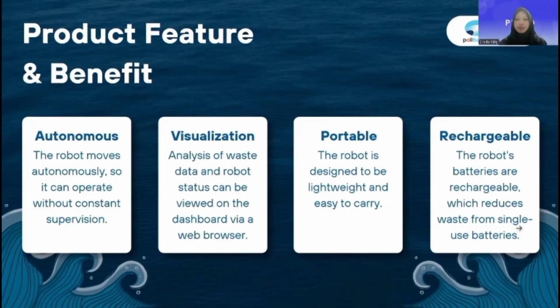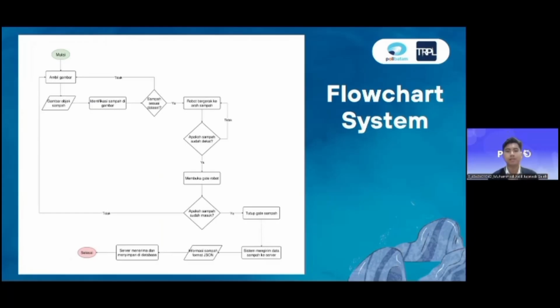Next slide, flowchart system. This flowchart shows how our robot system works. First, the robot captures an image using the camera. The image is then processed to identify whether the detected object matches the trash dataset. If no trash is detected, the system continues capturing images. If the trash is successfully identified, the robot moves toward the trash.